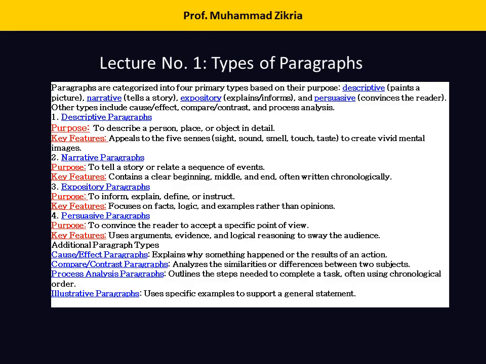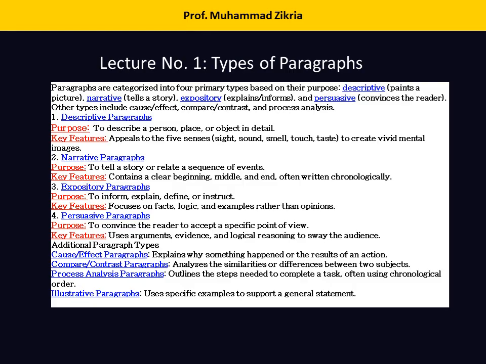The second type of paragraph is known as the narrative paragraph. It has a clear purpose, and its purpose is to tell a story or relate a sequence of events. The key features of the narrative paragraph contain a clear beginning, middle, and end. Often writers write them in chronological order.